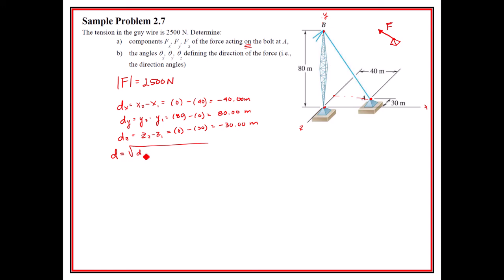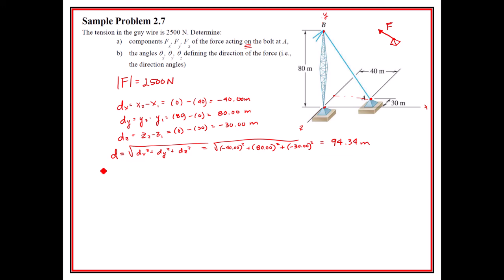All we need to do is find the magnitude of this, right? So that's going to be the square root of dx squared plus dy squared plus dz squared. I think it's good practice to write this out. So the square root of 40 squared, we didn't need to write negative right here, plus 80 squared plus 30.00 squared. Once again, we didn't need to write negative necessarily in there. 94.34 is the overall length of this cable.